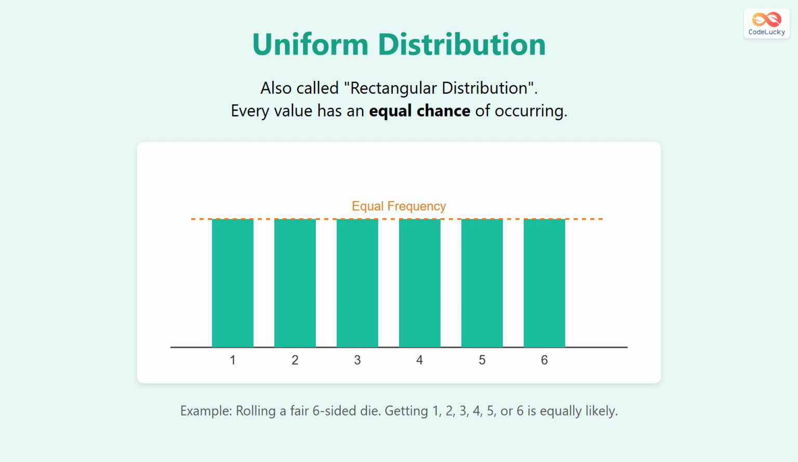Sometimes, data doesn't have a peak at all. This is called a uniform or rectangular distribution. In this shape, every value has a roughly equal chance of occurring. It looks flat across the top. The classic example is rolling a single die. You are just as likely to roll a 1 as you are to roll a 6, so the frequency bars are all about the same height.